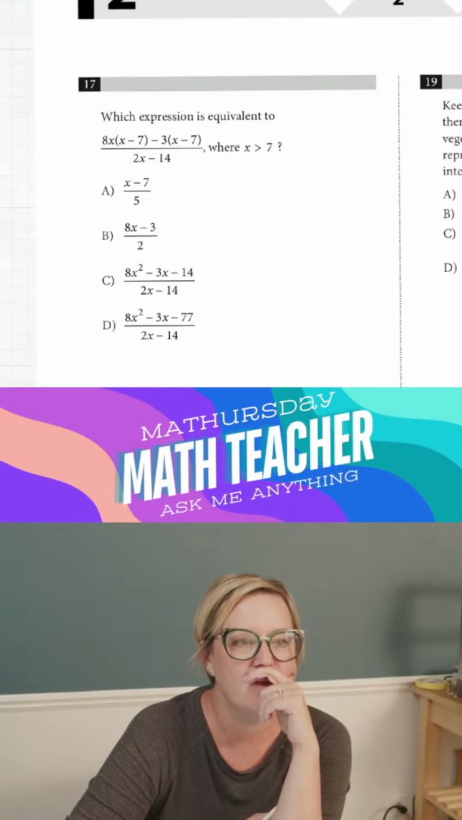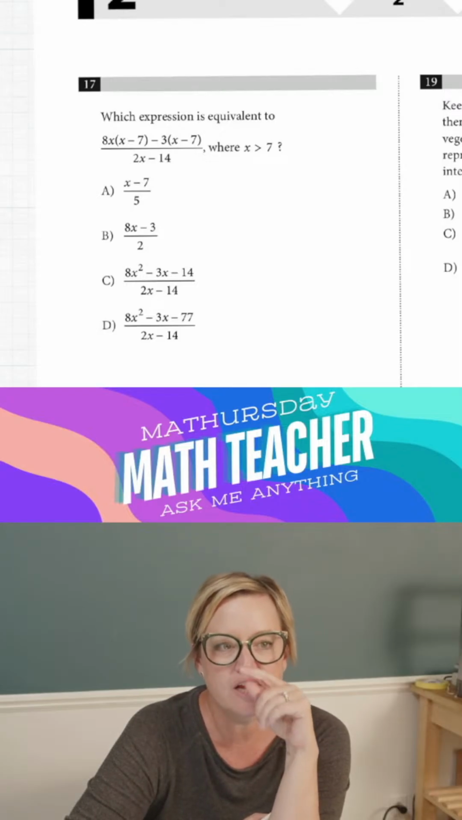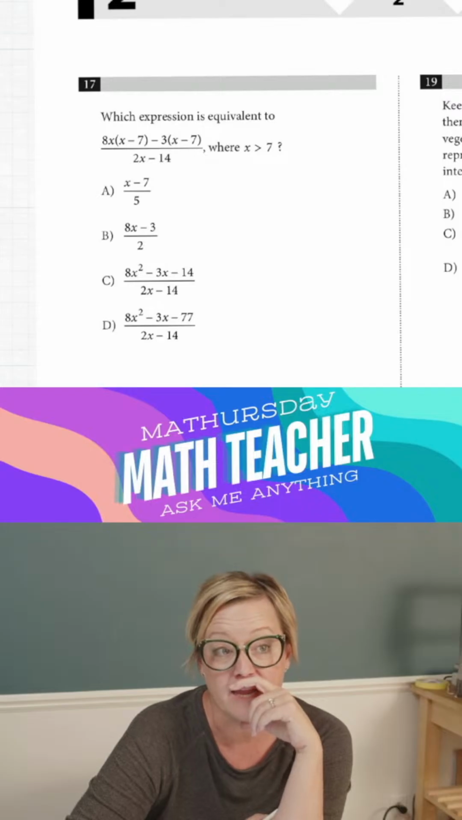Cool teach. Okay, you'd graph the given function and graph each option to see which one matches. Okay, that's an interesting way of going about it.